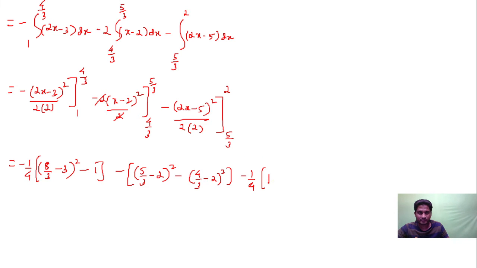Upper limit is (4 minus 5) the whole square, 1. Lower limit is (10 by 3 minus 5) the whole square. So this is minus 1 upon 4. If I simplify this, you get 1 by 9 minus 1. Minus of, cross multiply, you get 1 by 9. This is 1 upon 9, minus, if I cross multiply, 4 by 9. Minus 1 upon 4.